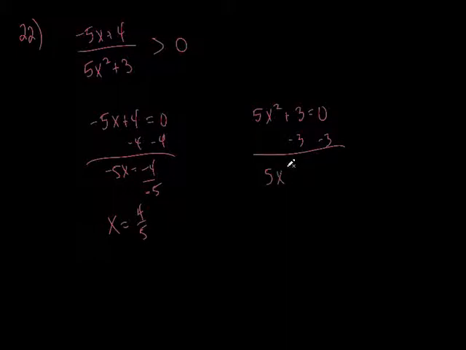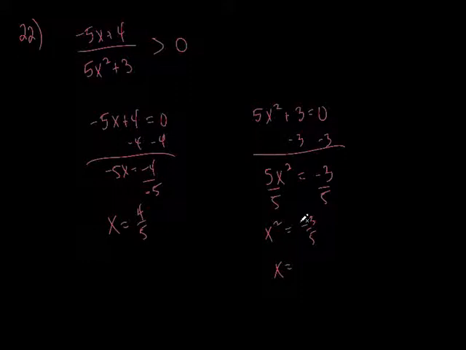So, I see something. It's going to be weird. -3 divided by 5. So watch this. X squared is -3/5. So what's x? It really doesn't exist, does it? Okay. Not in the real numbers anyway.